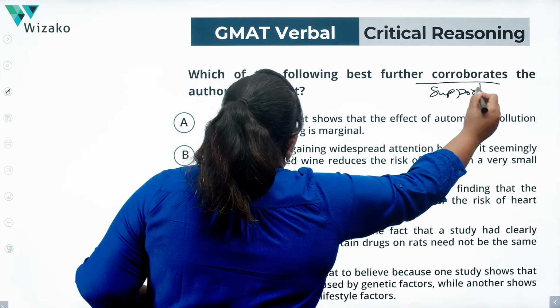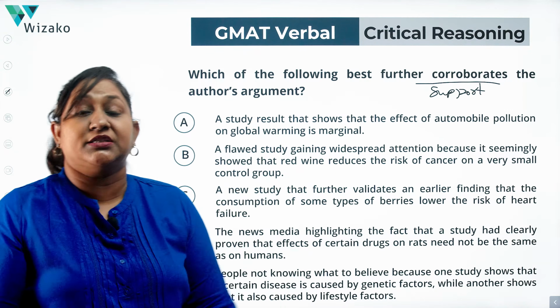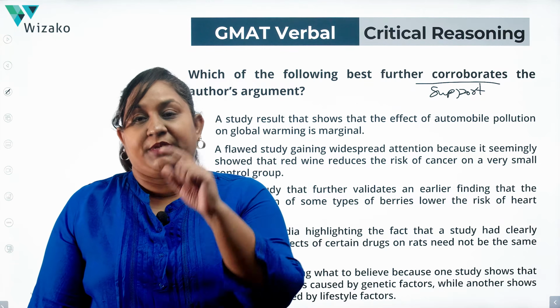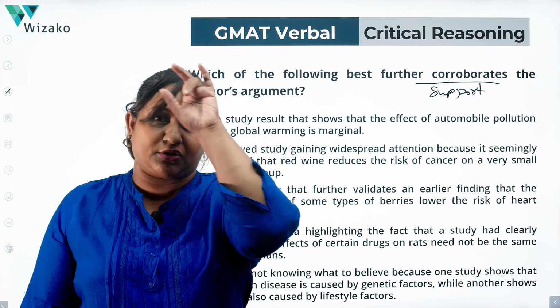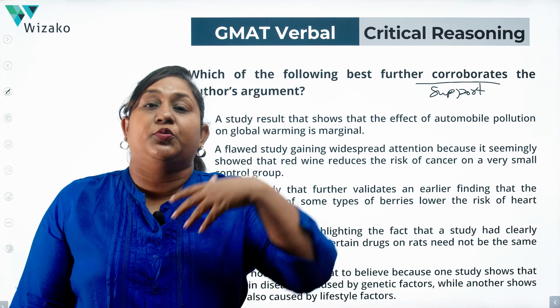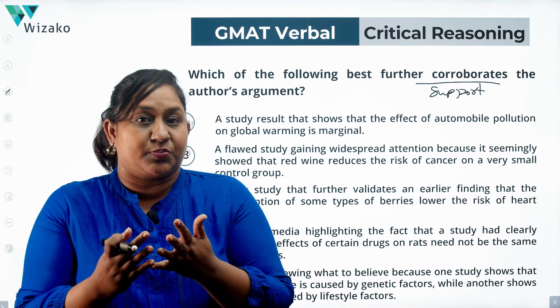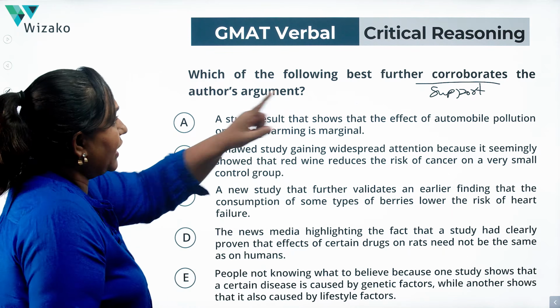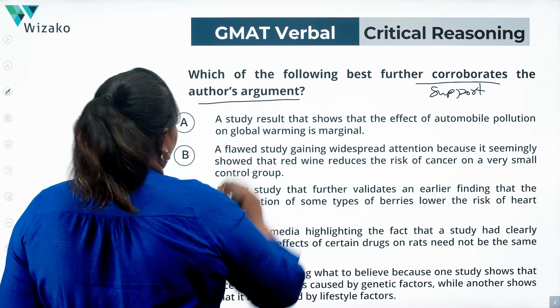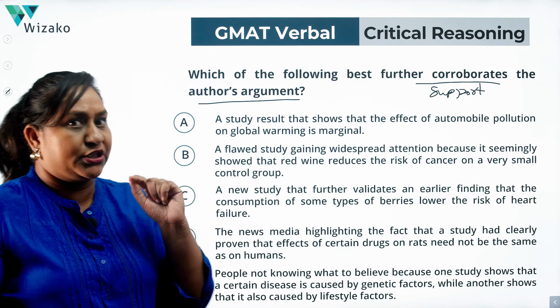You need to read a question stem extremely carefully when you have multiple arguments, and make sure you understand whose side you're supposed to support. Are you supposed to support the people's beliefs? Are you supposed to support the author? Here it says corroborate the author's argument. So we know we need to support the author's side.